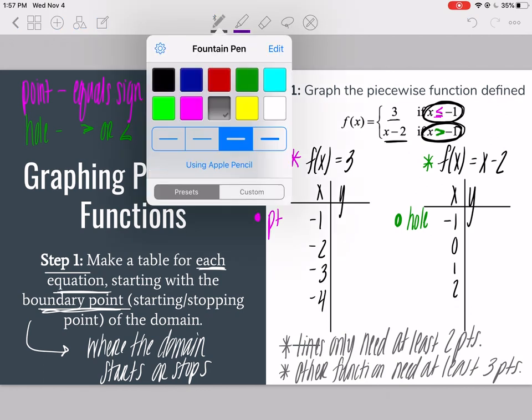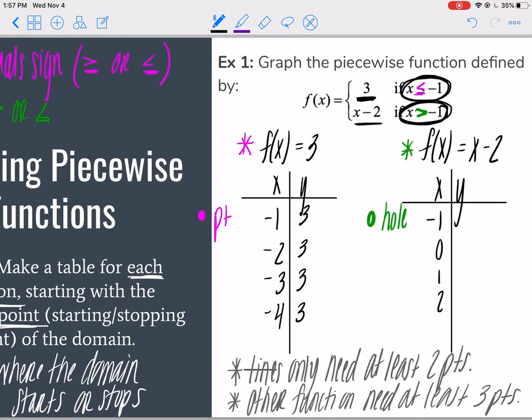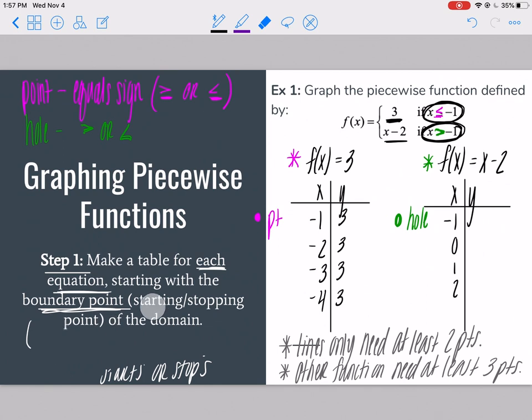And then you're just going to plug these values into the equation. So here, for this first one, f of x equals 3, well, that's a constant, so there's no x there, and that means no matter what I plug in, -1, -2, 3, 4, all of those are always going to give me an output of 3. So 3, 3, 3, 3, okay? And then over here, for f of x equals x minus 2, I'm going to erase some of these right here so I have a little bit more room. I can just start plugging these values of x into the equation. So you could do this over to the side.